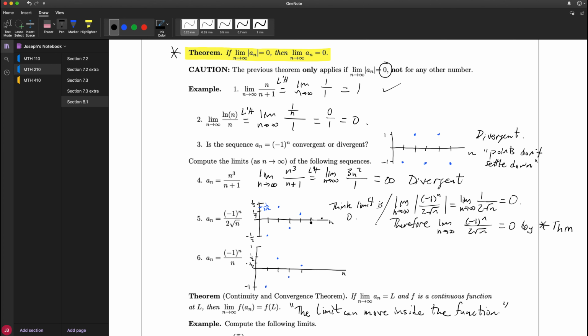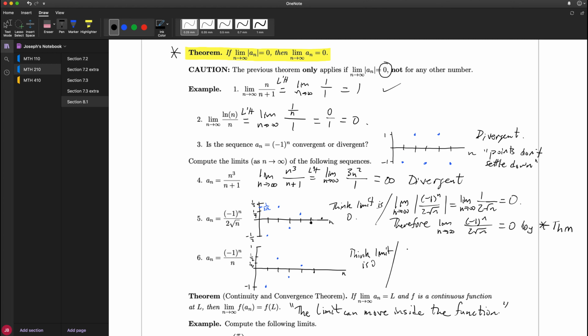Okay, see if you can try this one. Looking at the sequence, when n is 1, you get -1 over 1, which is -1. When n is 2, you get -1 squared, which is +1 over 2, which is 1/2. Then -1/3, +1/4. The next one I think would be -1/5, which is a little bit closer to 0. So we have this similar behavior happening, right, where it's bouncing back and forth, but looks to be settling at 0. So maybe we think the limit is again 0.